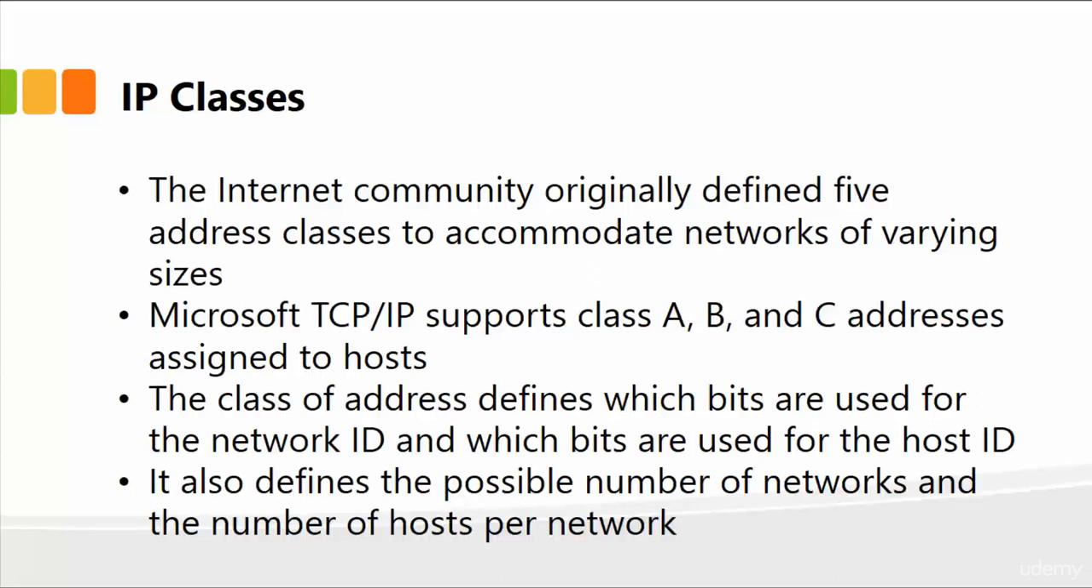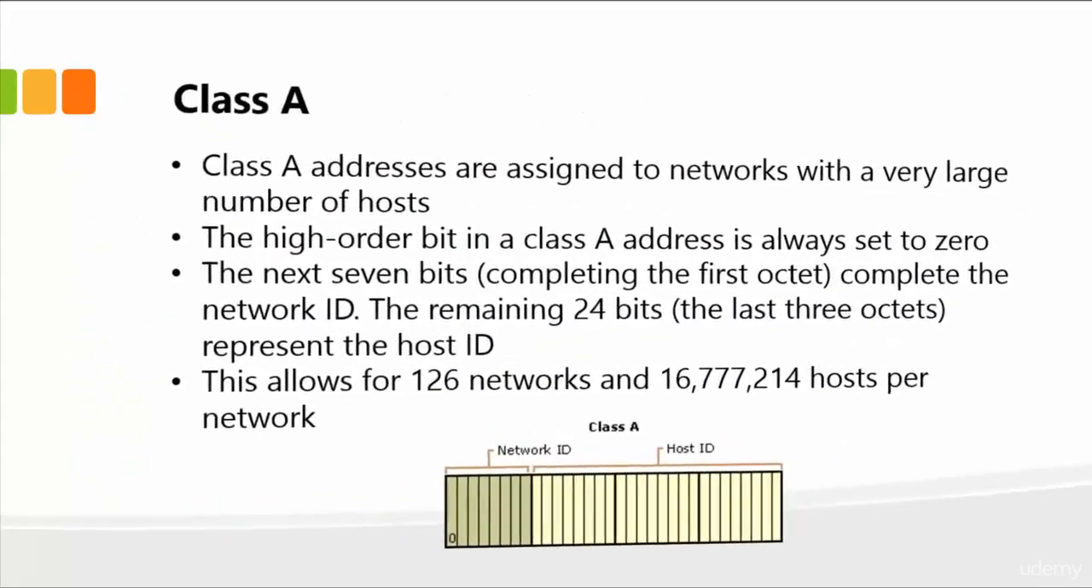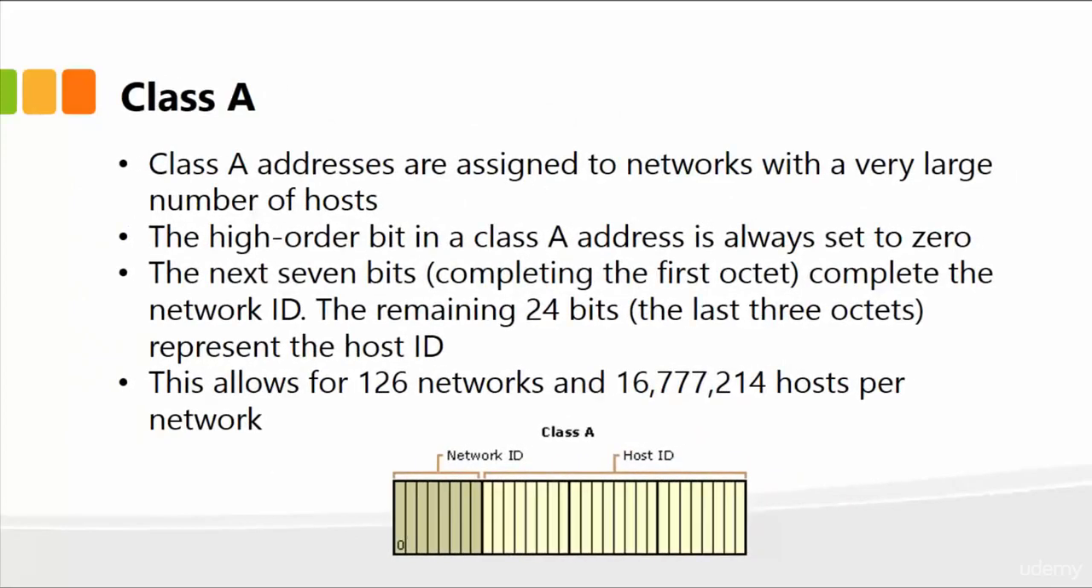So Microsoft TCP/IP basically supports Class A, B, and C addresses assigned to various computers or hosts. The class of address defines which bits are used for the network ID and which bits are used for the host ID. It also defines the possible number of networks and the number of hosts per network. So now we're talking about bits where each unique IP address is being assigned to a certain host or a computer on the network. So let's talk about Class A. Of course, there are three classes, right? Class A, B, and C.